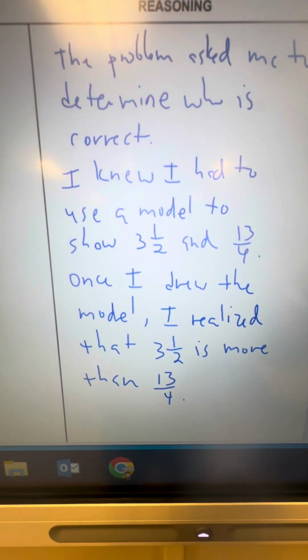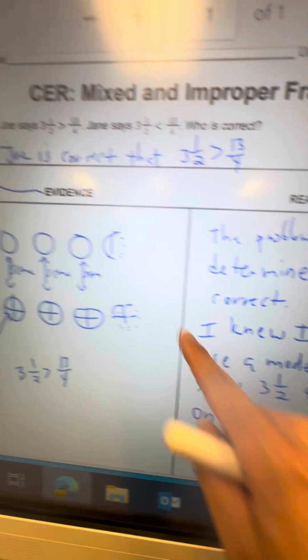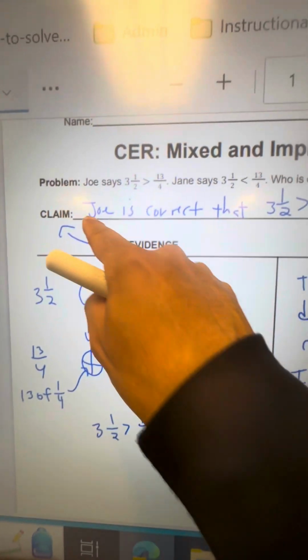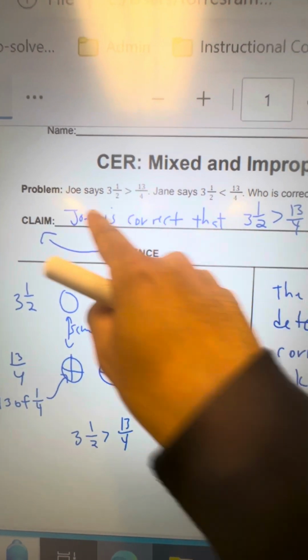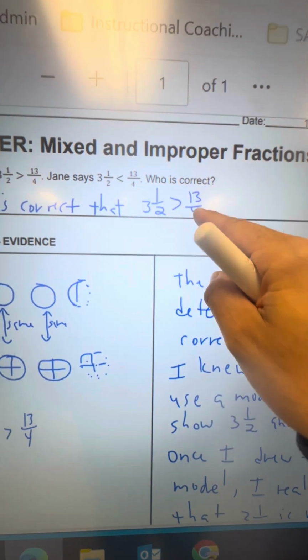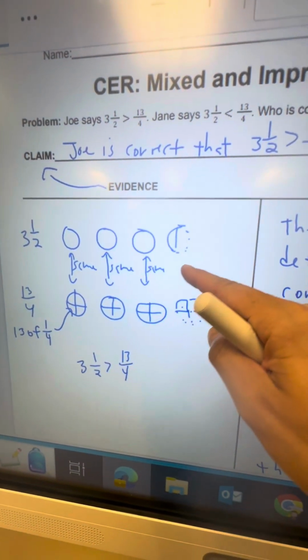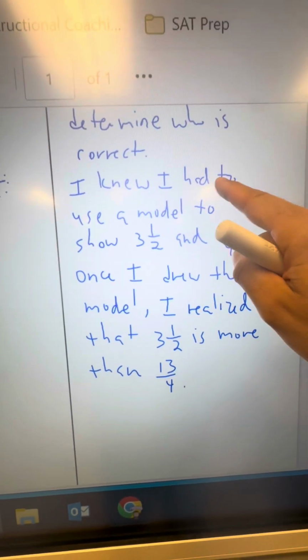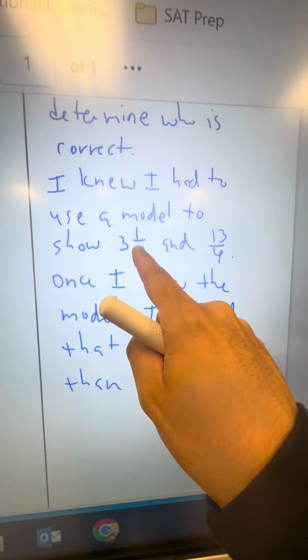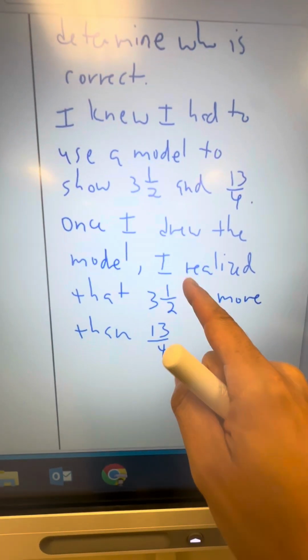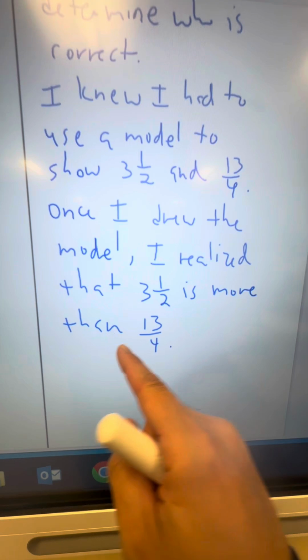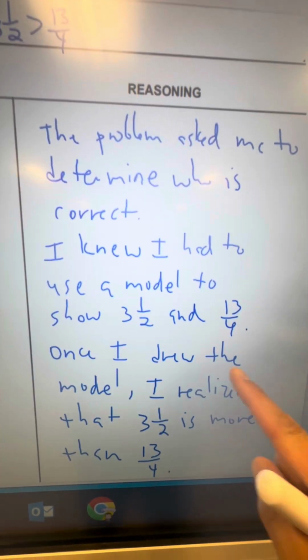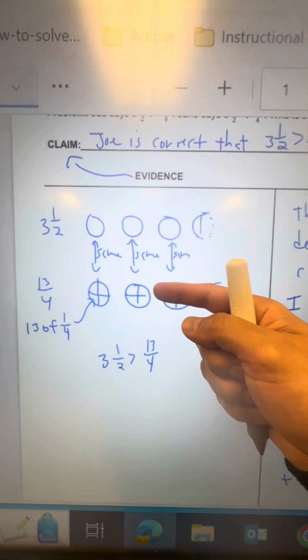So again, notice that I'm showing you how this helped me come up with my answer, my claim. Joey is correct that 3.5 is greater than 13/4. This model helped me realize that because once I drew the model, once I showed the model for each of these fractions, I was able to see 3.5 is more than 13/4. So again, my reasoning is helping me link the evidence to my claim.